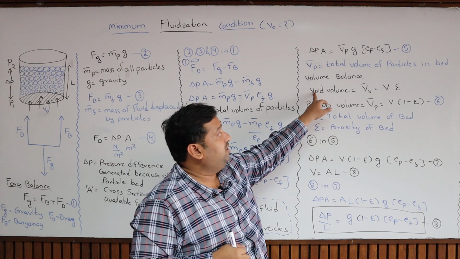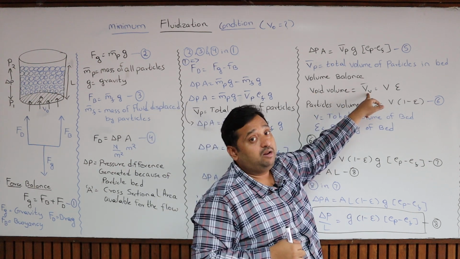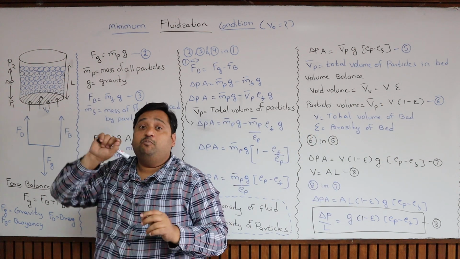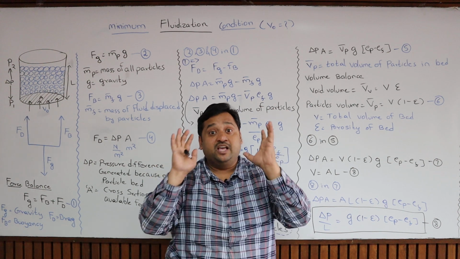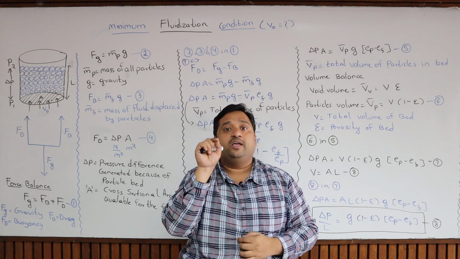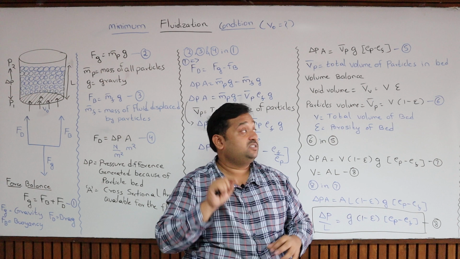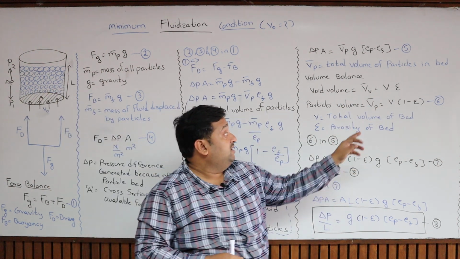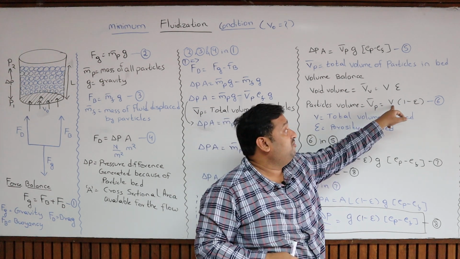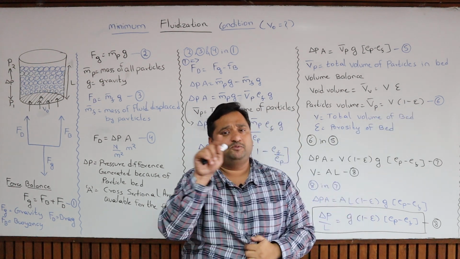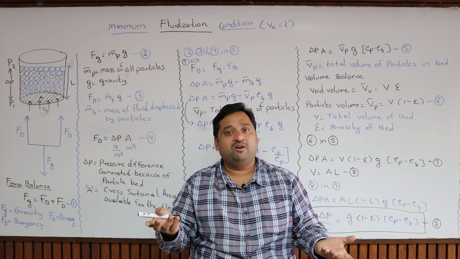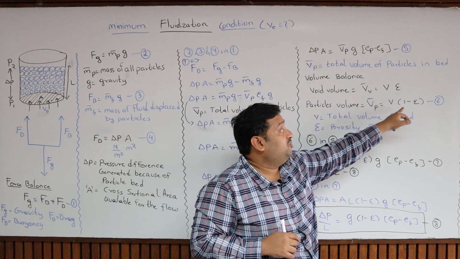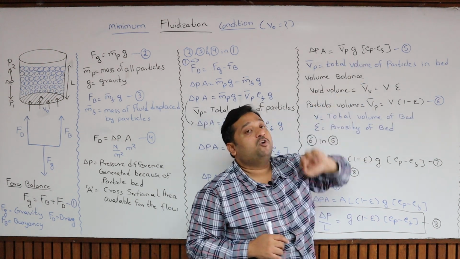Void volume in the bed is nothing but the total volume into porosity. Porosity means empty spaces. If I know the fraction of porous spaces, the total volume into porosity will give you the void volume in this bed. Similarly, the volume of the particles is equal to the total volume into 1 minus epsilon. That means epsilon is the empty spaces, and 1 minus epsilon is the fraction of volume occupied by the particles. The total volume into 1 minus epsilon will give you the volume occupied by the particles.